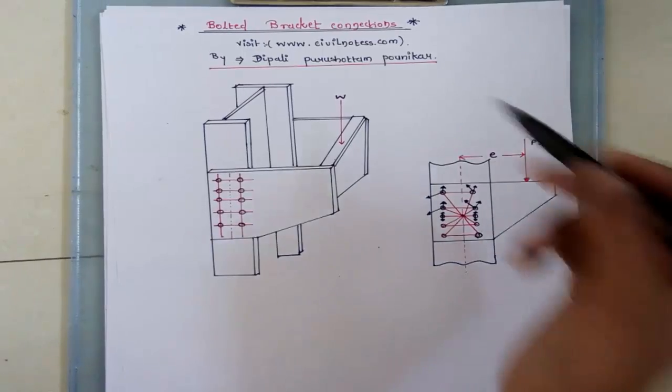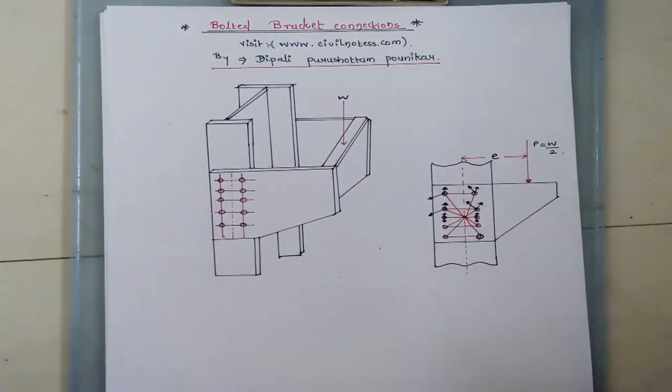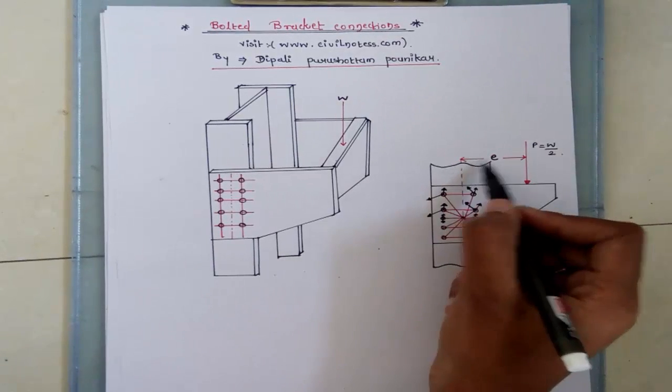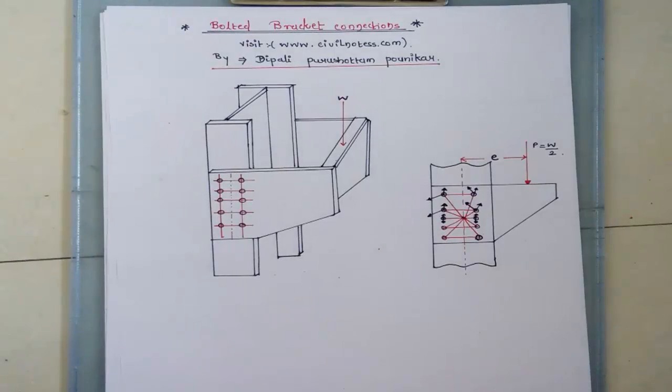If a load W is applied to the bracket, a load P equal to W by 2 is transmitted to each bracket plate. The line of action of load P on the bracket plate does not pass through the centroid of the bolt group. The perpendicular distance between the centroid of the bolt group and the line of action of load P is called the eccentricity of load. After that, I have one numerical which is based on the bolted bracket connection. Let's move toward this numerical.